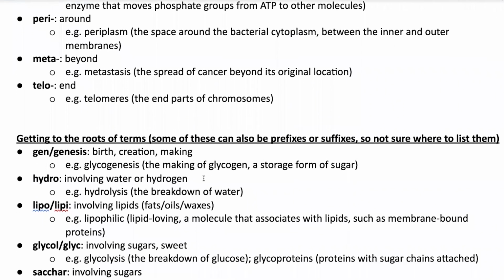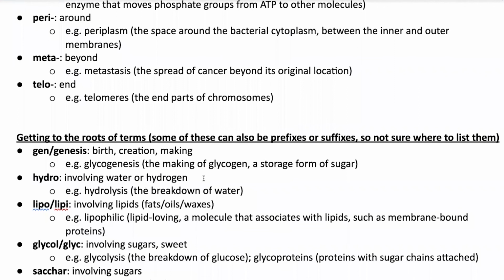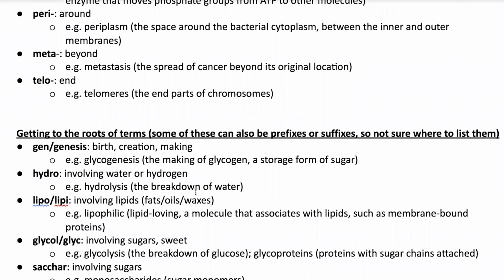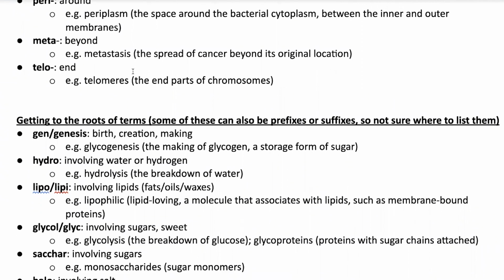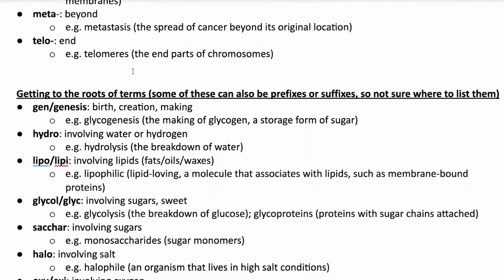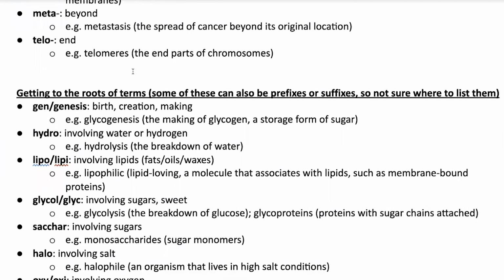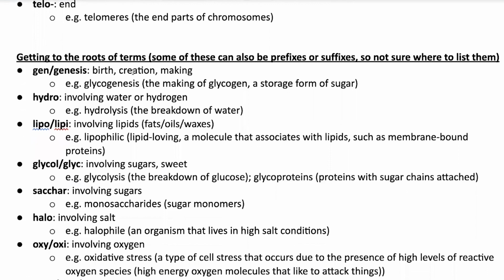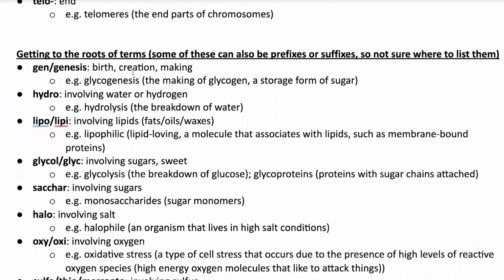Meta means beyond. It's not just a Facebook company. Metastasis would be the spread of cancer beyond its original location. And so we'll talk about how stasis means kind of like place or staying in place. And so this would be spreading beyond. Telo means end. So telomeres are basically the end parts of chromosomes. And there's some cool biology going on there that I'm not going to get into.